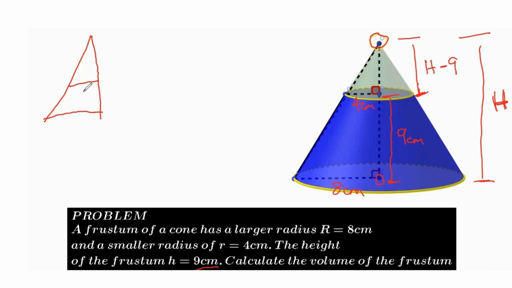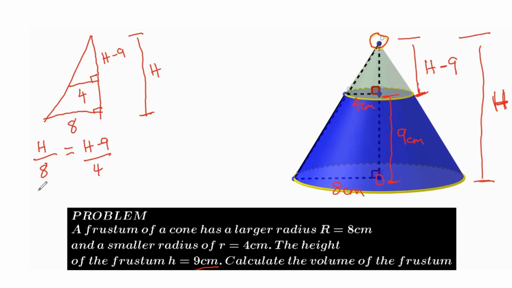Okay, this is 4. This is 8. This is h minus 9. And the whole of this is h. Okay, so here we are going to do the height of the big triangle over the base radius equals the height of the small triangle here, which is h minus 9, over the base radius, which is 4.